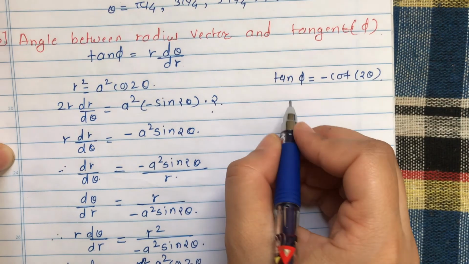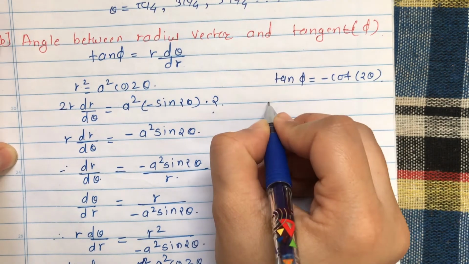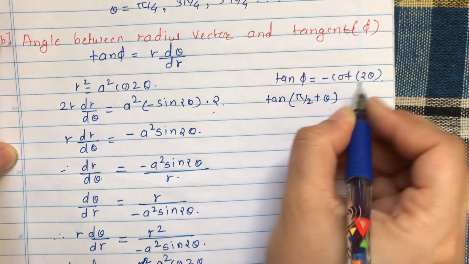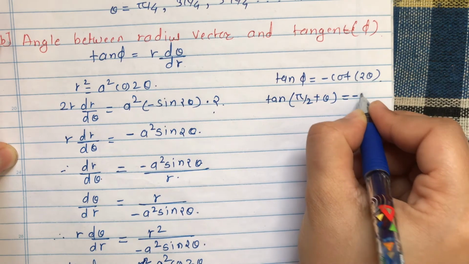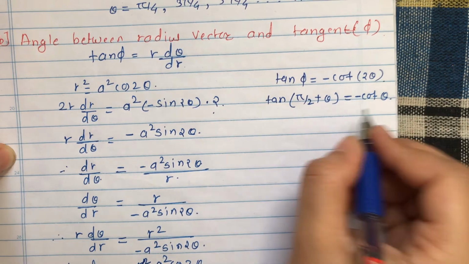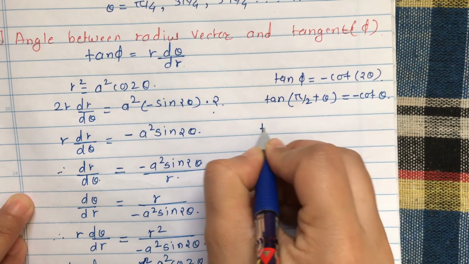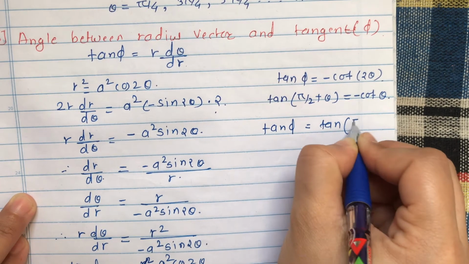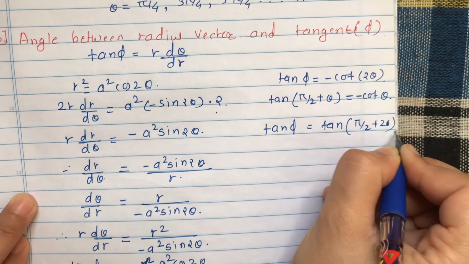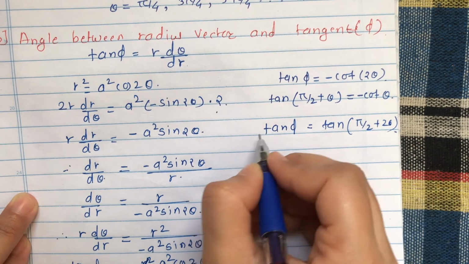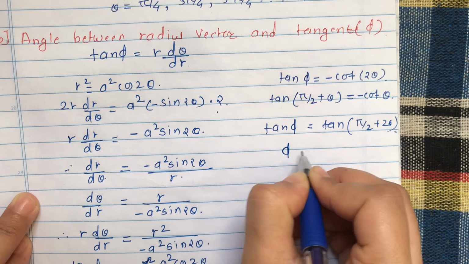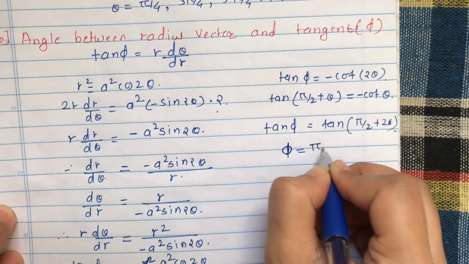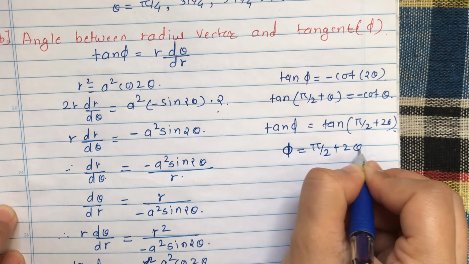Now we will use the formula tan of pi by 2 plus theta is equal to minus cot theta. So what we will get, tan phi is equal to tan of pi by 2 plus 2 theta. Now we can apply tan inverse, so we will get phi is equal to pi by 2 plus 2 theta.